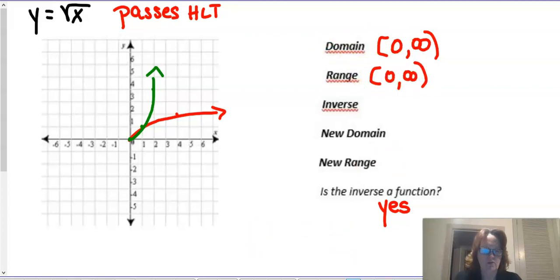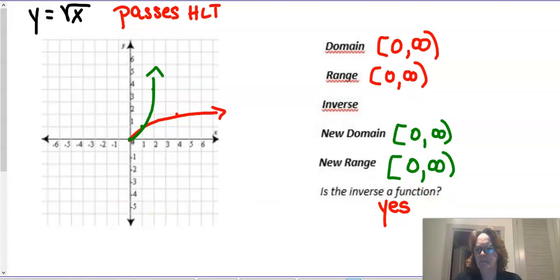And then the new domain has got to be the same thing, because the old range is going to become the new domain. And then the new range is the old, I might have said that backwards. The old range is going to be the new domain, and the old domain is going to be the new range. So you just switch them. But they're the same anyway.